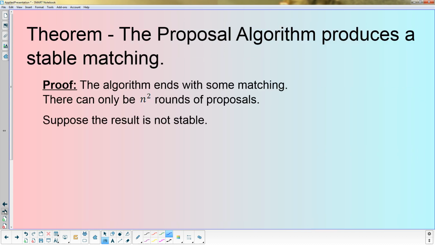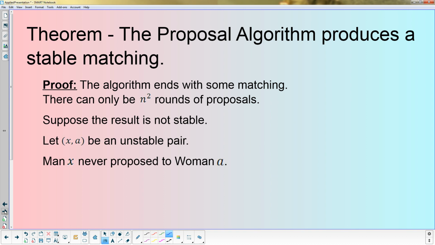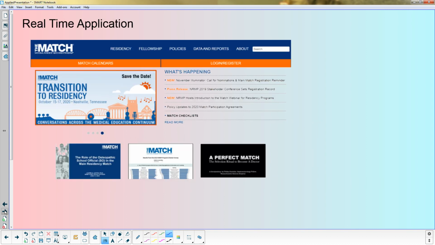Now, where this comes into play is with what's called the Match, or the National Resident Matching Program. This matches doctoral candidates, people that want to be medical doctors, into the hospitals where they will do their residency program. So this program, the Match, actually runs the Gale-Shapley algorithm to put residents into hospitals.